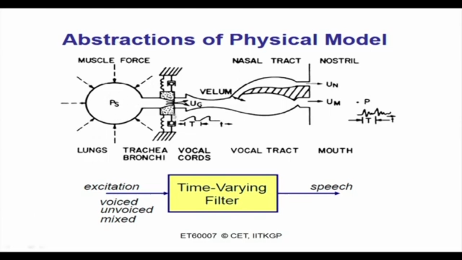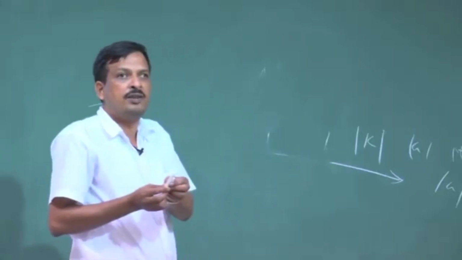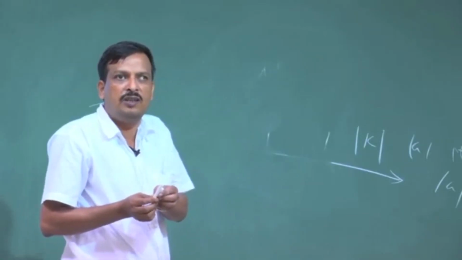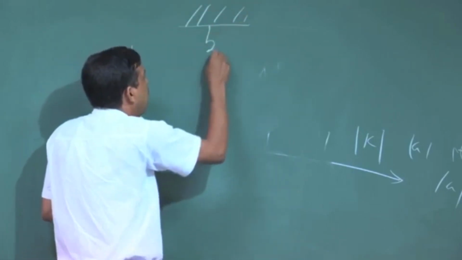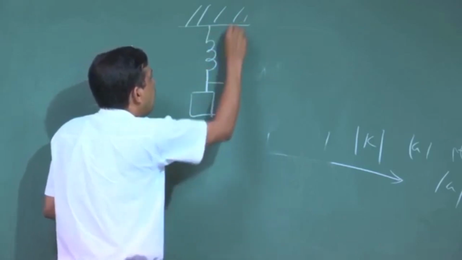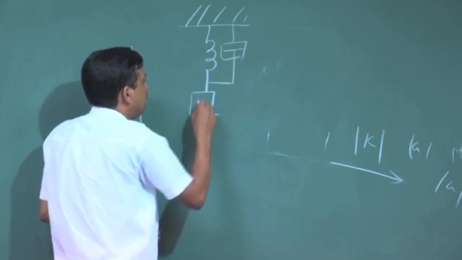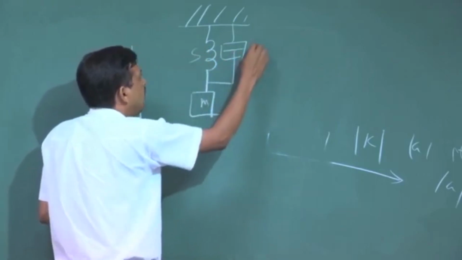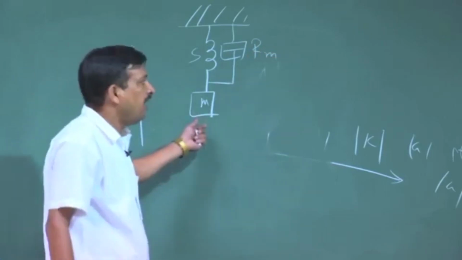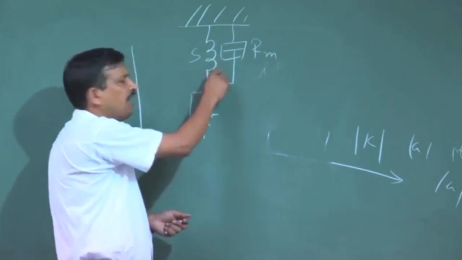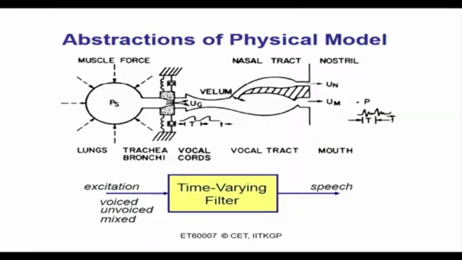Now, vocal cords: any sound production is nothing but a mechanical vibration. So, what is the form of a mechanical oscillator? There is a spring, there is a mass and there is a mechanical damping. This is the mass, this is the spring constant S and this is the mechanical damping Rm. So, air acts as a force on this mechanical oscillation. So, I can say the two vocal cords can act as a mechanical oscillator and oscillate by the force which is coming from the lungs.